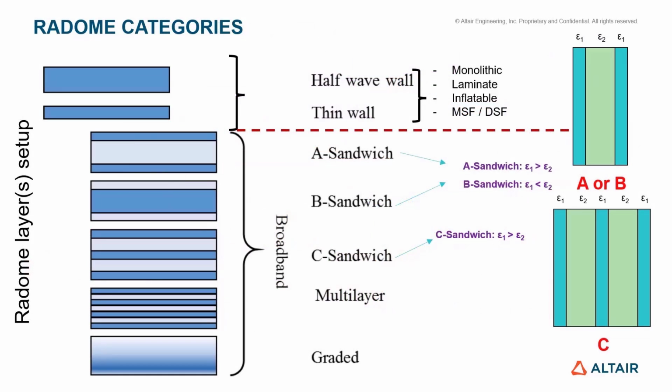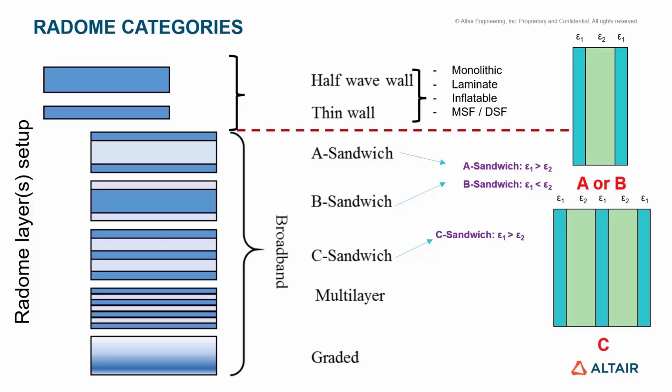Then the radomes are classified broadly based on the wall structure. The following types are classified by wall design. We can think of half-wave wall and thin wall, and again within half-wave wall and thin wall we can think of monolithic, laminate, and inflatable. All these options are available in radome structures.